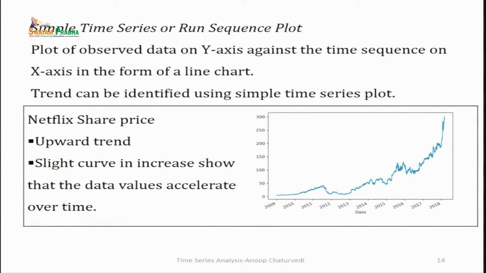So, a lot of information you get from the time series or run sequence plot. If you plot time series against the time, then this plot is also called the run sequence plot. So, we take observed data on the y axis against the time sequence on the x axis in the form of line chart. So, you can easily observe the trend in this series, and you observe that there is some increasing pattern in the time series.